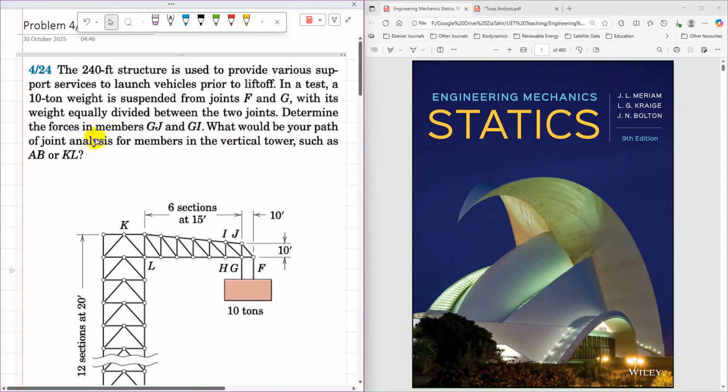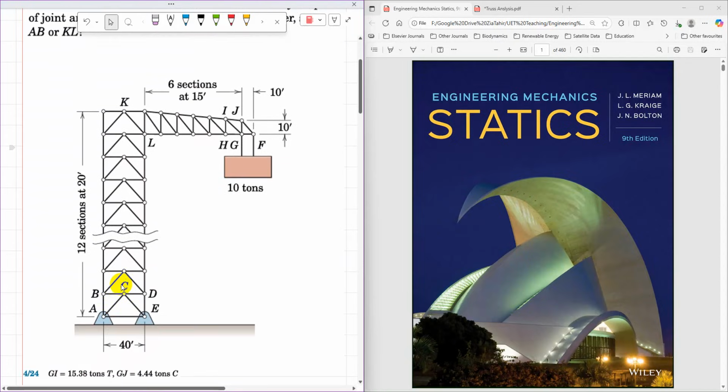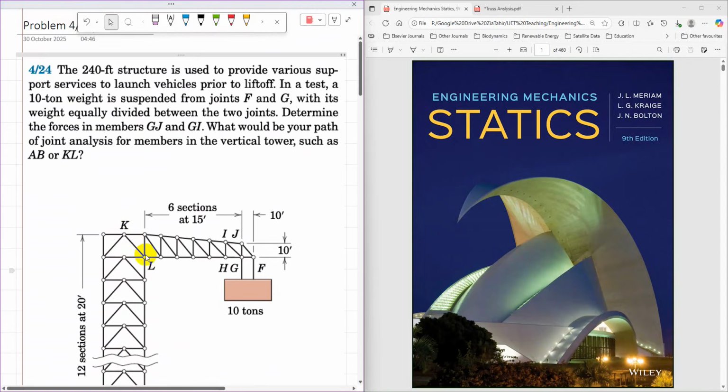What would be your path of joint analysis for members in the vertical tower such as AB or KL? So first, that 10 tons is equally supported by joint F and joint G, and we need to find the member forces in GJ and then GI. The other part needs to provide information on how to find the member forces in AB and in KL.